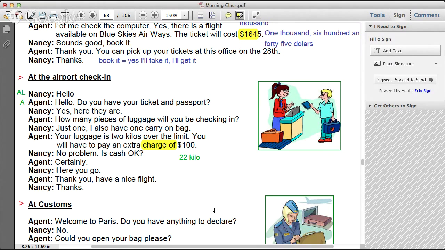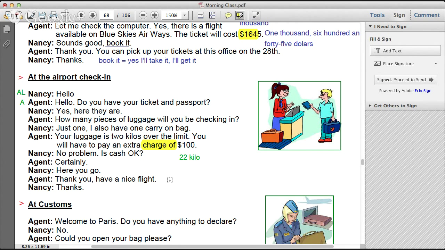Okay, very good, very good. So Amparo, let's get that G sound right here. An extra charge of. So take that J sound and connect it to the beginning of extra charge of. There you go. Okay, so you will have to pay an extra charge of $100. We'll have to pay an extra charge of $100. There you go. Good. All right, nice job.